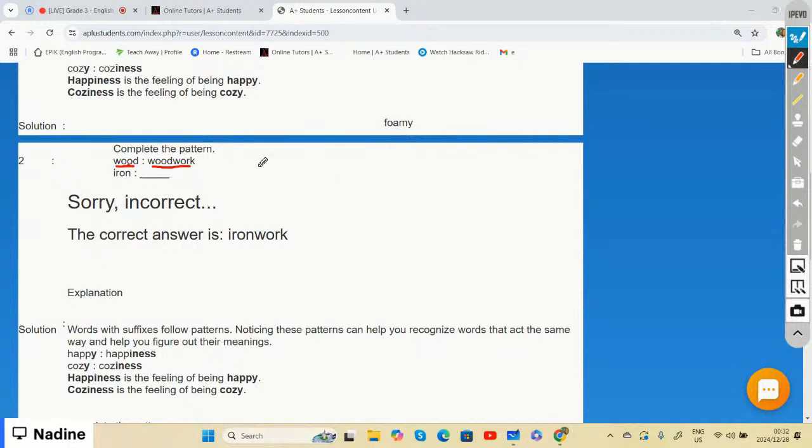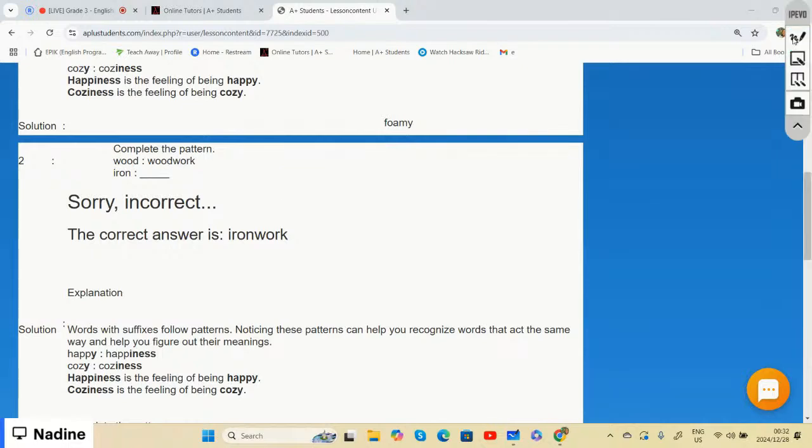All right, yes, well done. So which means that we basically added the suffix work. If we work with iron or do things with iron, then it is ironwork. Well done. All right, let's look at the last one and then we're going on to our test.